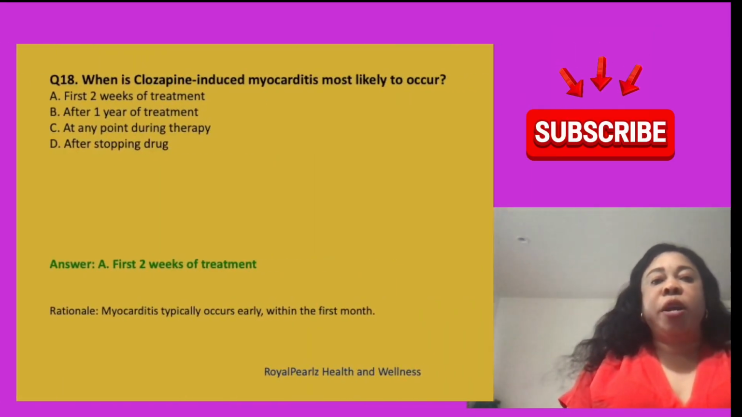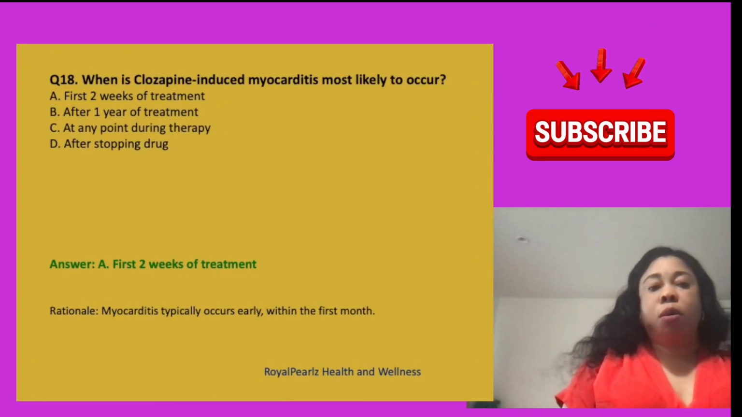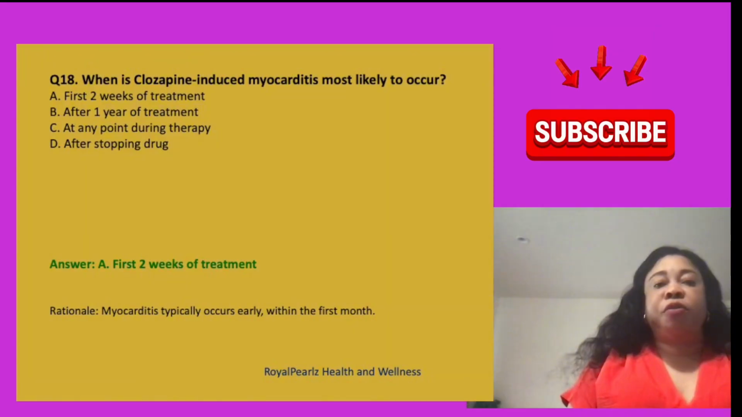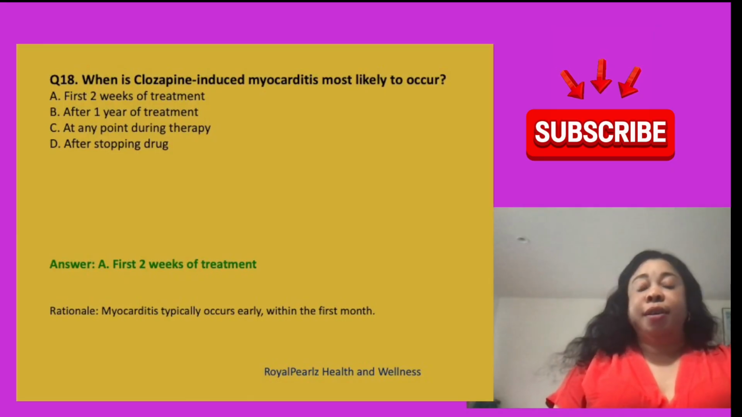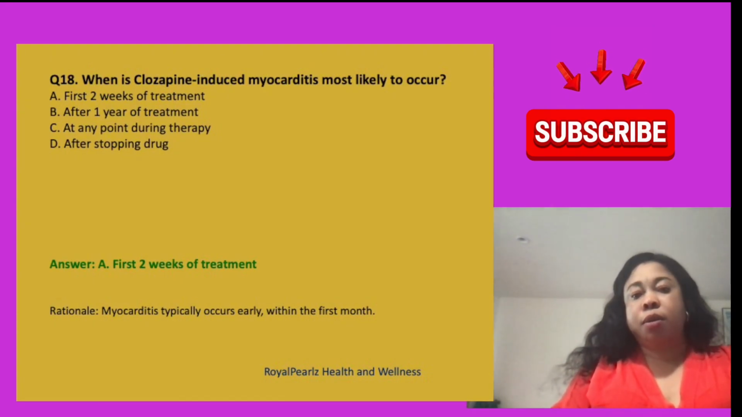Number 18. When is clozapine induced myocarditis most likely to occur? A, first 2 weeks of treatment. B, after 1 year of treatment. C, at any point during therapy. D, after stopping the drug. The answer is A, first 2 weeks of treatment. Remember, myocarditis typically occurs early, within the first month.